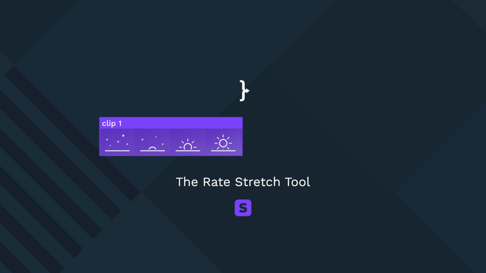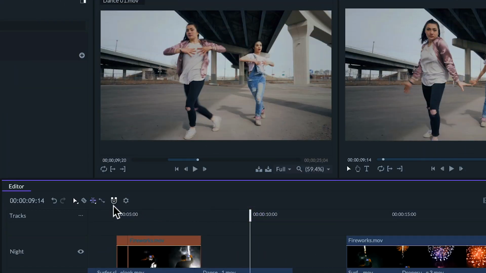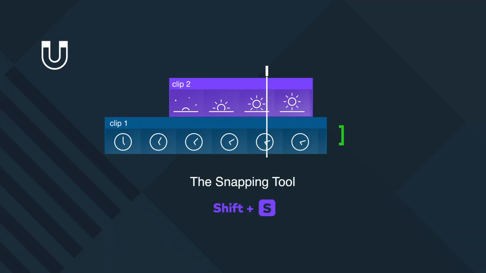The Rate Stretch tool, hotkey S, will let us stretch or squish a clip in the timeline, modifying its speed instead of its in and out points. This next icon will let us activate or deactivate the snapping option. By default, when we're editing the tracks, they'll tend to stick to the playhead or align to the beginning or end of the other tracks, showing a red line. If we deactivate this feature, this won't happen.